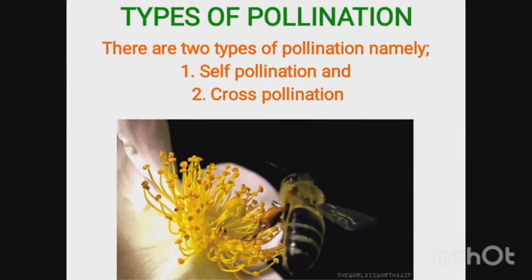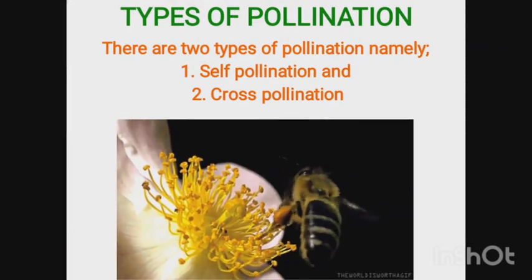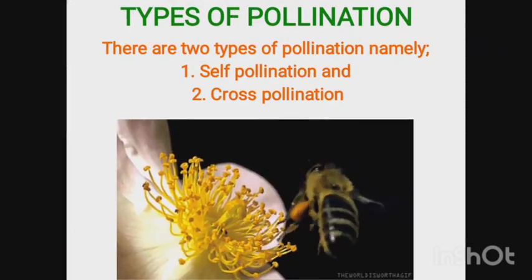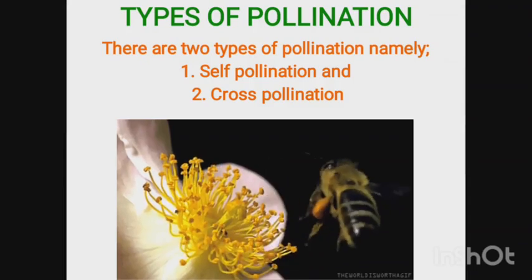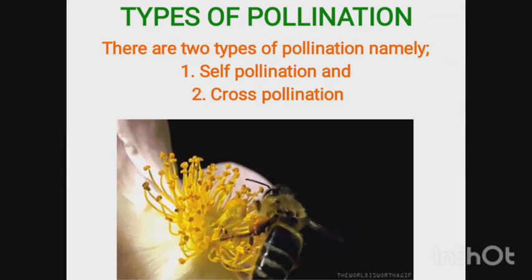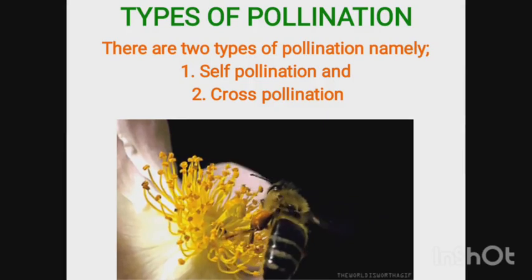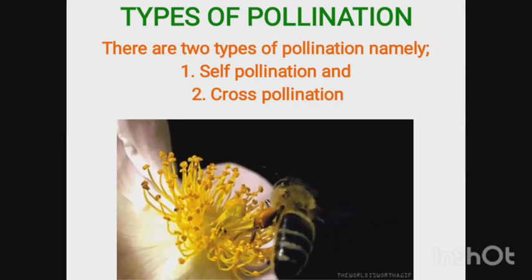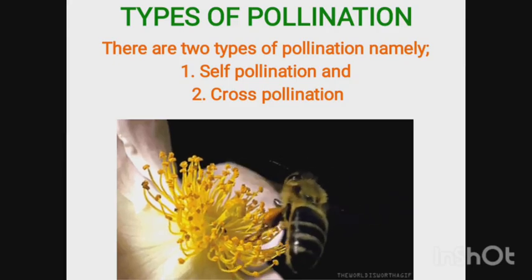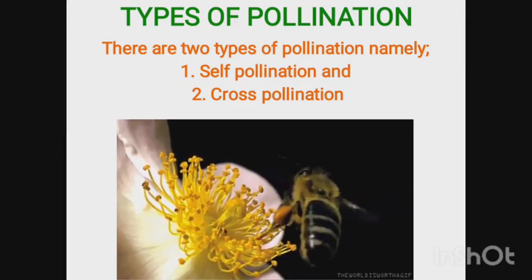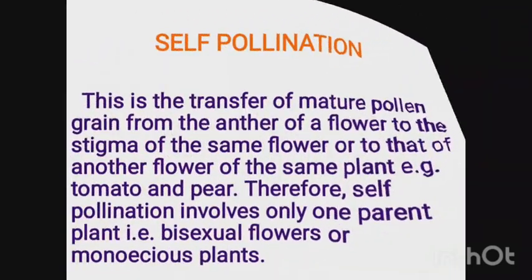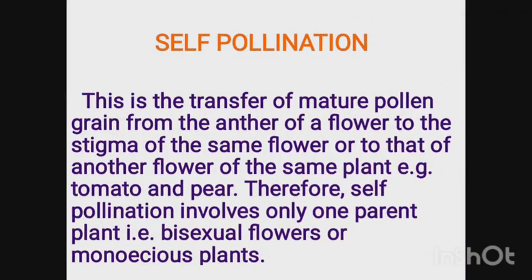Let's look at types of pollination. There are two major types of pollination that we have: self pollination and cross pollination. These are the two major kinds of pollination that we have in plants. Let's look at self pollination.